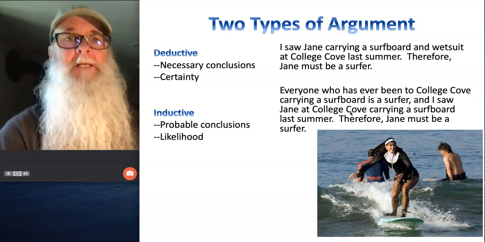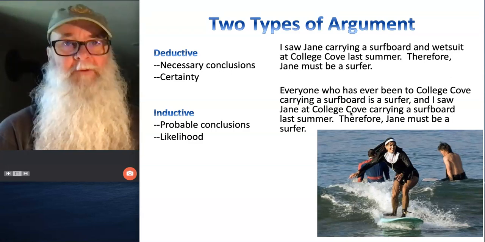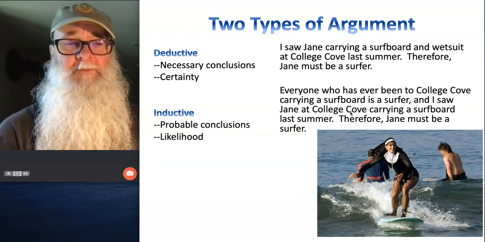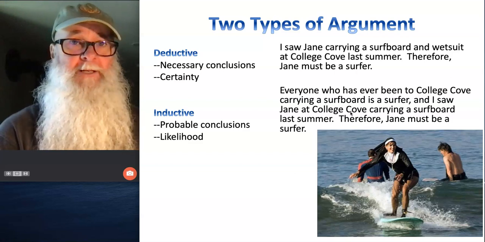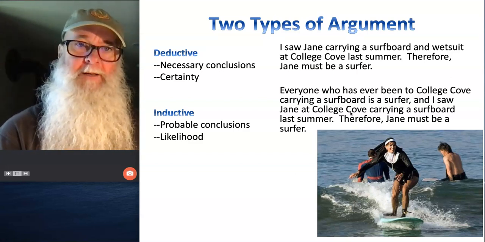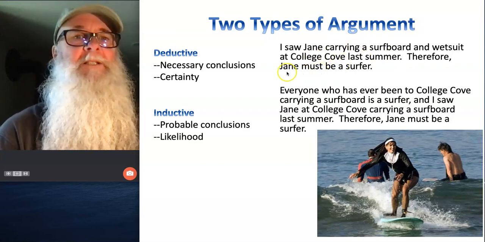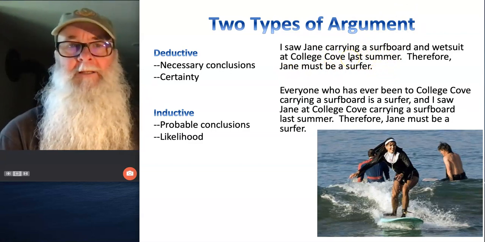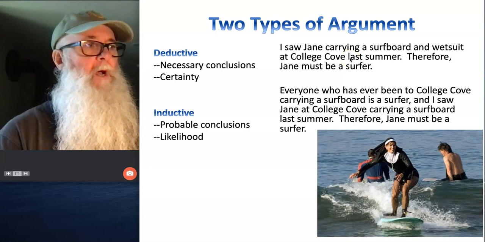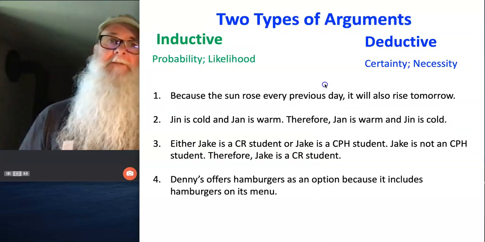Okay? Now remember, I said if the premises are true. If it's true that everyone who's ever been to College Cove carrying a surfboard is a surfer, and if it's true you saw Jane carrying that surfboard there, then it has to be true. You can be 100% certain about it. But with the argument above, it never has to be certain that Jane must be a surfer if all we're doing is piling on observations of Jane's behavior or reports from Jane's friends. So that's our inductive argument.